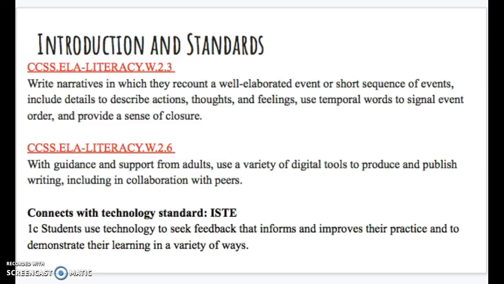So these two standards will also correspond to a technology standard, and this technology standard says students use technology to seek feedback that informs and improves their practice to demonstrate their learning in a variety of ways. So we will be using all three of these standards in today's lesson.